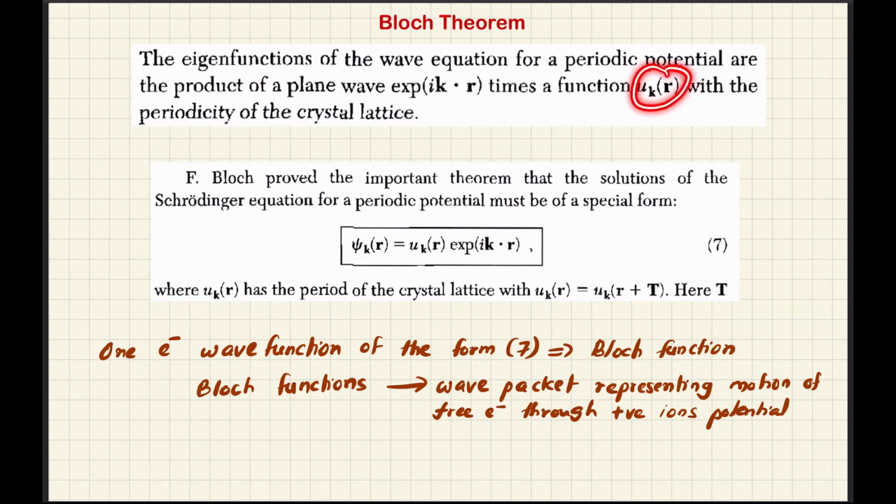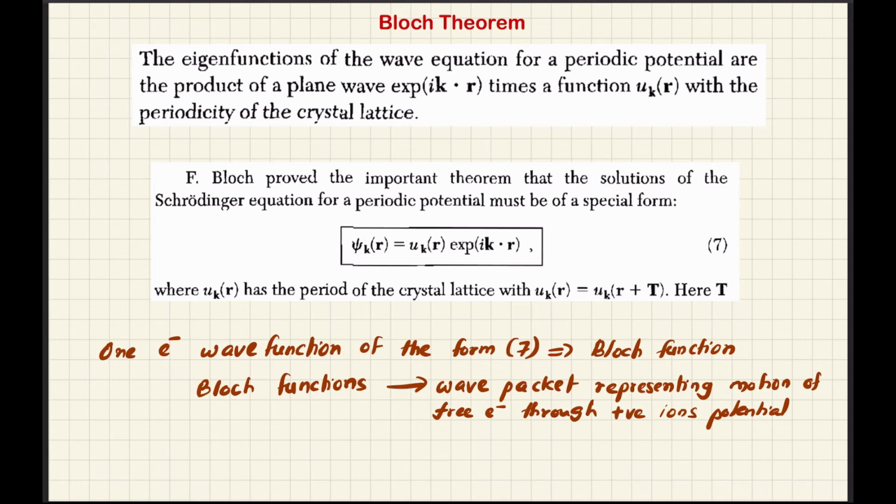This is some special function which is periodic in the crystal lattice. The solution of the Schrodinger equation for a periodic potential must be of the form u_k of r times e raised to i k dot r. So, this is a plane wave solution, and there is a quantity which varies in space, but this variation is periodic. That means u_k of r can be written as u_k of r plus t, where t is the fundamental translation vector in real space. This is called the Bloch theorem.